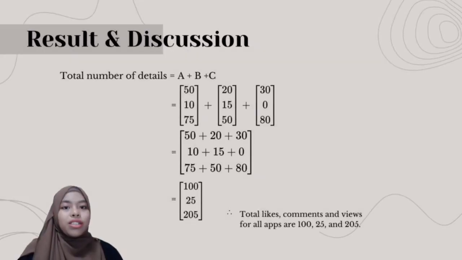Here we use the addition matrix method to find the total numbers of details, which means we add TikTok, Instagram, and YouTube together. And we get the total of 100 likes, 25 comments, and 205 views from all apps.